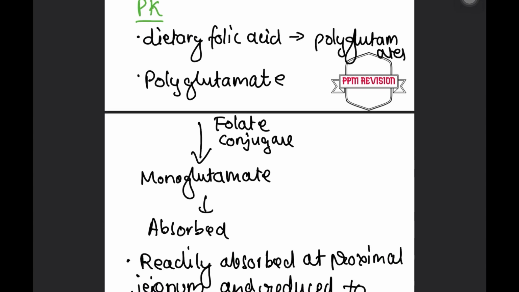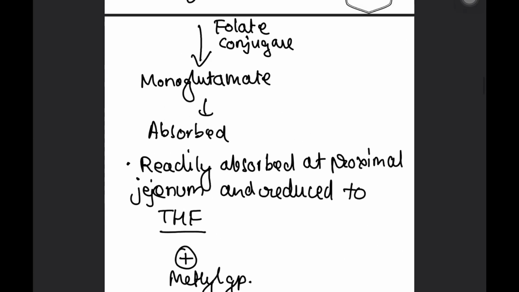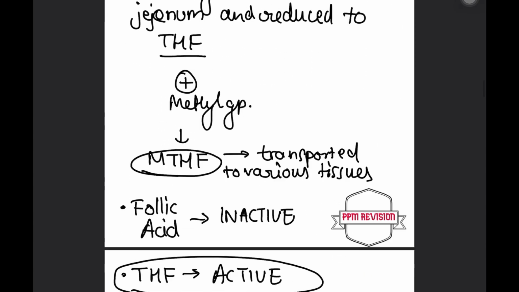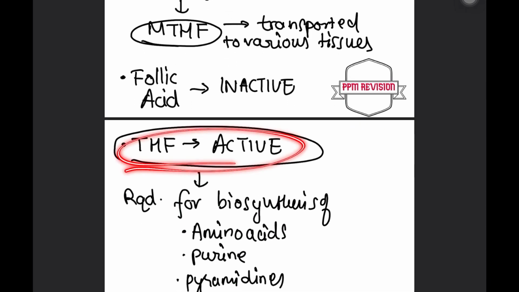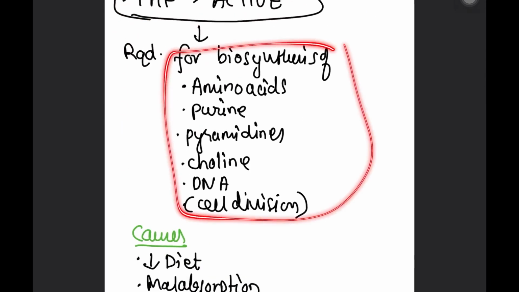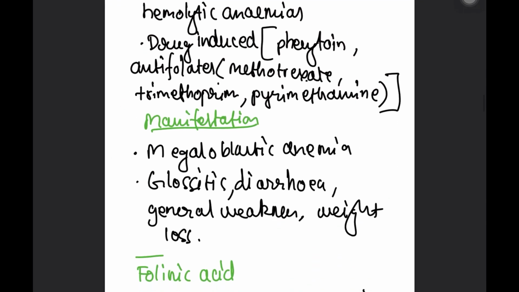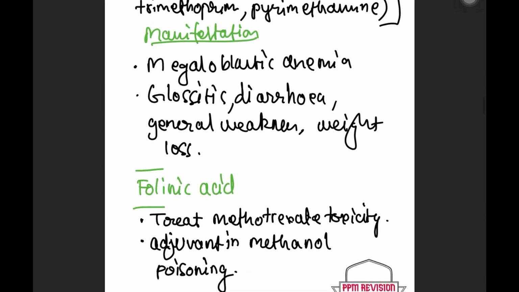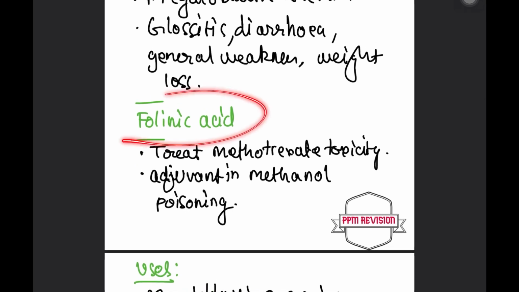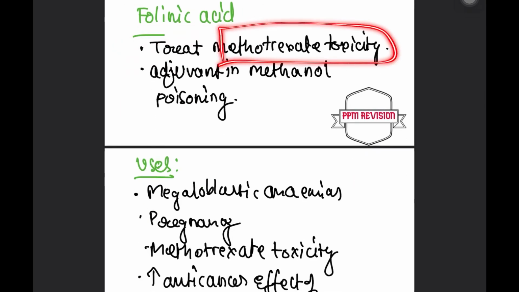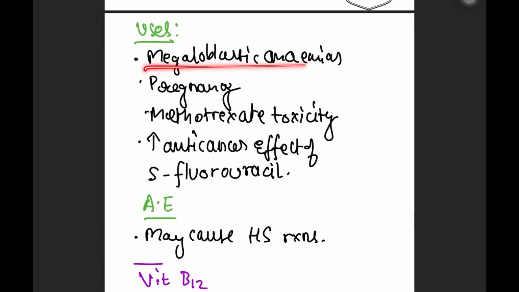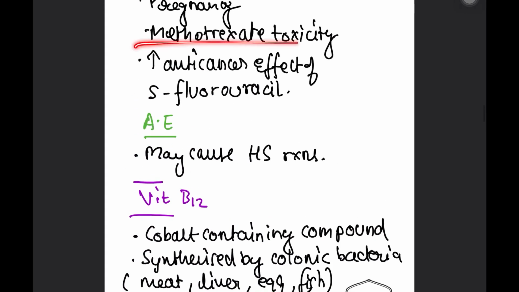Moving ahead, we have seen that the active form is THF, which is required for biosynthesis of these products. And the causes we have seen are mainly decreased dietary intake. Then there is folinic acid, for treating methotrexate toxicity. Uses are simple: in pregnancy, megaloblastic anemia, and methotrexate toxicity.